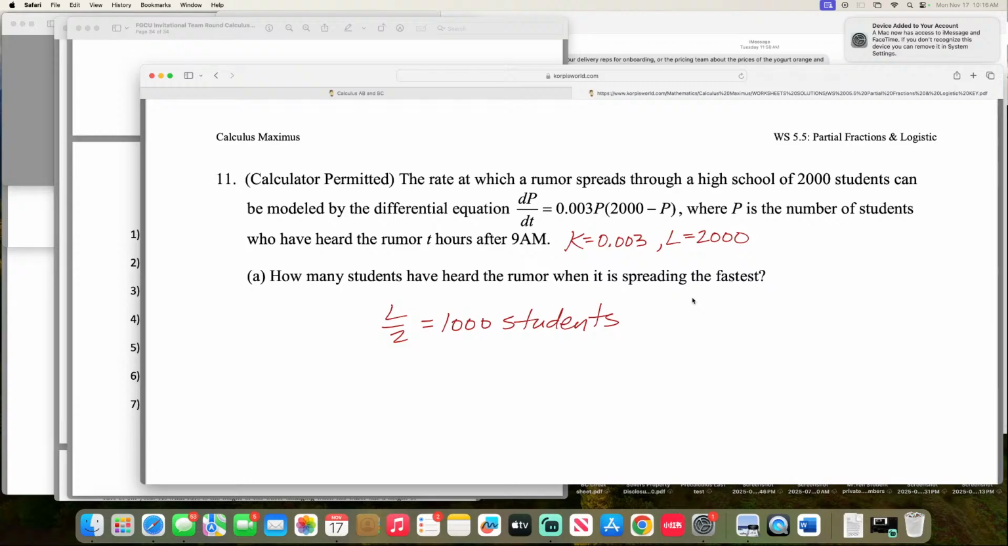Okay, so one question I will tell you on the test that you have to worry about. In the logistic function, where do you think the population grows the fastest?